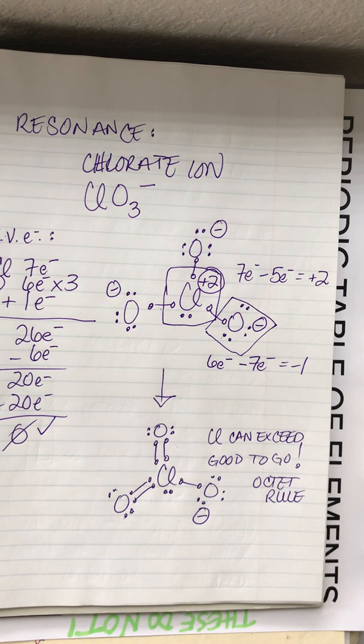So anytime we change a structure, we really should be evaluating all of those characteristics again. Is the octet rule satisfied? Is the number of electrons still correct? And then also the formal charge. Does that help, Madison?